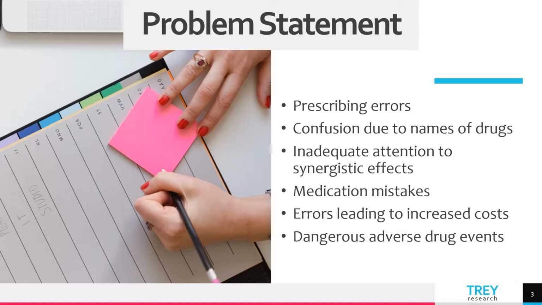The problem at hand involves the hospital Springfield General, which is a large urban teaching hospital. And it was determined that the overarching problem involves medication mistakes. After careful analysis, it was determined that prescribing errors were prevalent, confusion due to names of drugs occurred frequently, inadequate attention to synergistic effects was common, medication mistakes would routinely occur, errors leading to increased costs to the hospital were mounting, and there were dangerous adverse drug events that could potentially harm patients.